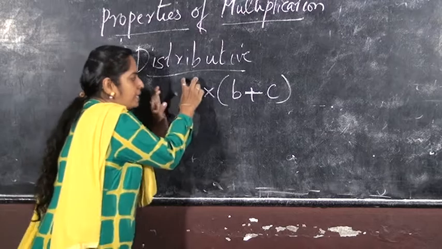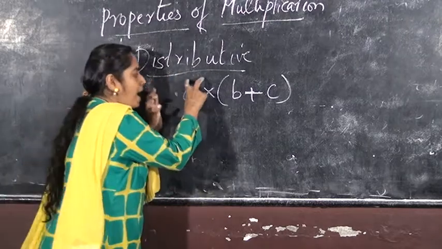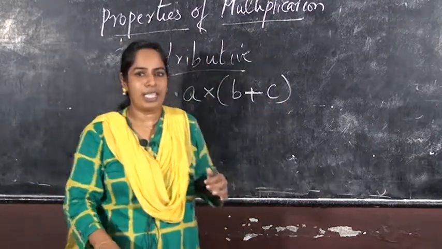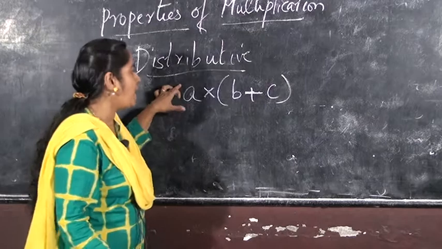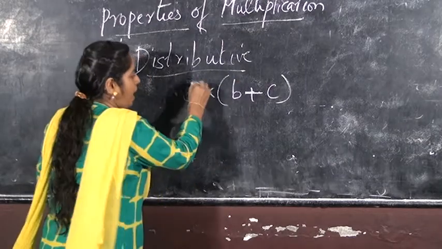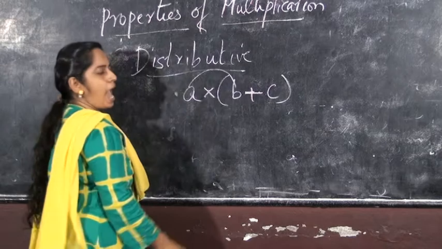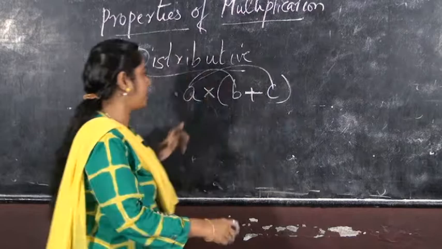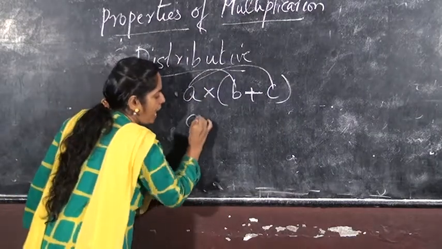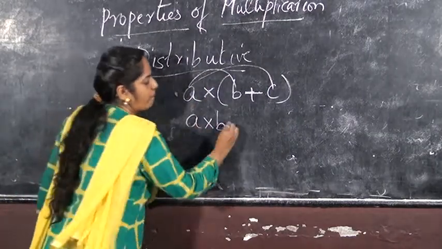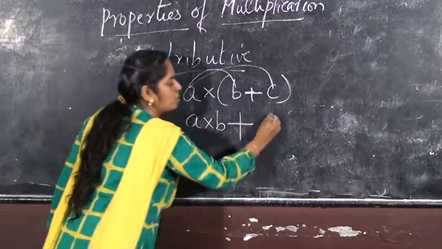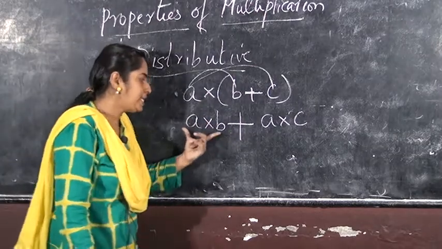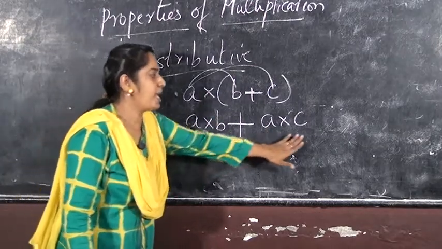So here A is standing outside, isn't it? A is multiplying. A is common for both what? B and also C, isn't it? So here A is distributed to B, and A to C also. So this is known as distributive property. So how will you write this? A into B plus A into C. This is the distributive property, that is A into B plus A into C.